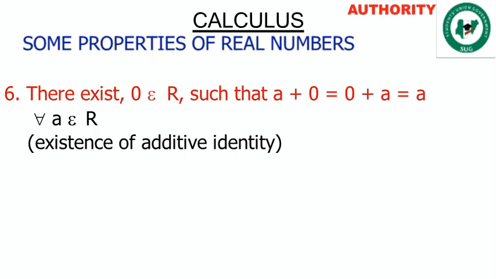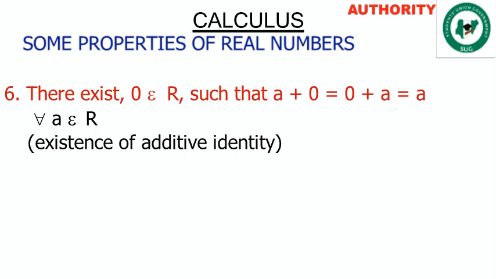Then we say for all A exist in R, and R is a real number. Okay, now we call this law existence of additive identity. We call this law what? Existence of additive identity.